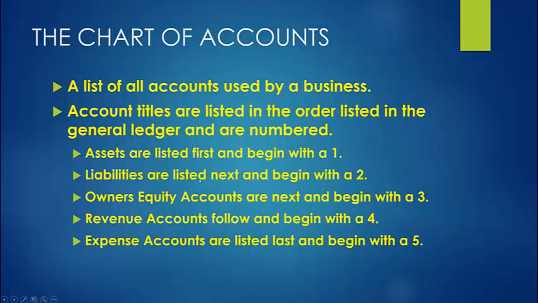Liabilities are all listed with account numbers that begin with a 2. And remember, they're going to be in the chart of accounts in the general ledger in the accounting equation order. So assets will be first, followed by liabilities. Then the owner's equity accounts. Those begin with 3. So the owner's drawing and the owner's capital account number will start with a 3. All revenues will begin with a 4, and all expenses will begin with a 5.